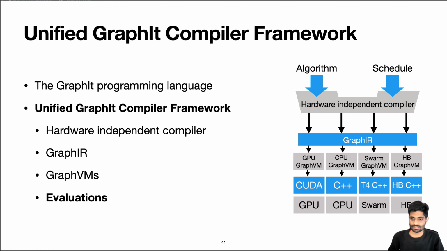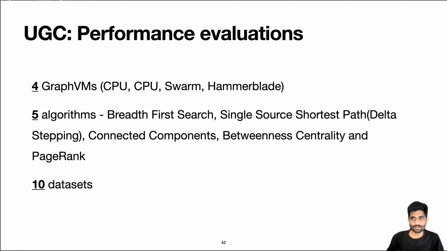Finally, we will evaluate the generated code from UGC to see how well our optimizations perform. To study this, we will look at the four graph VMs targeting CPUs, GPUs, Swarm, and Hammerblade. We will compile 5 different applications: breadth first search, single source shortest path with delta stepping, connected components, betweenness centrality, and PageRank. We choose 10 different graph inputs that cover power law and bounded degree distributions to account for variations in graph input.